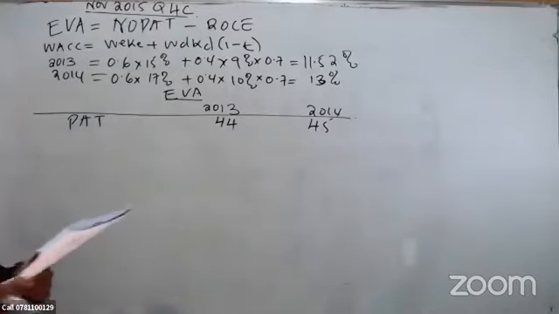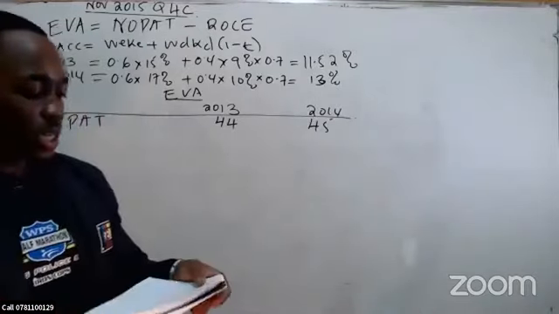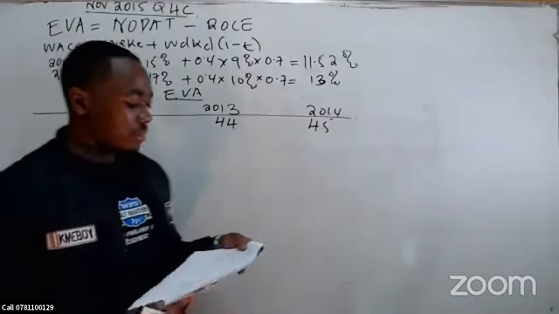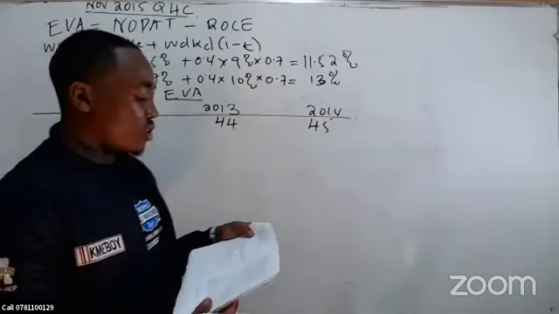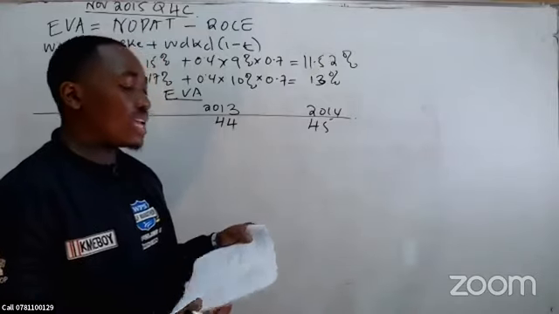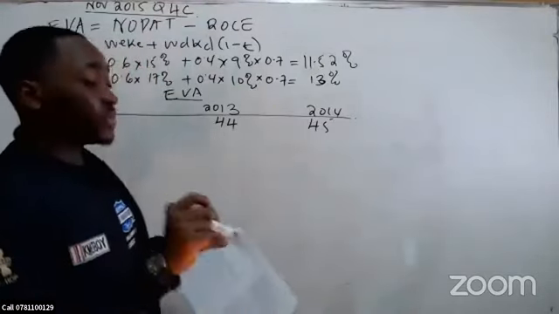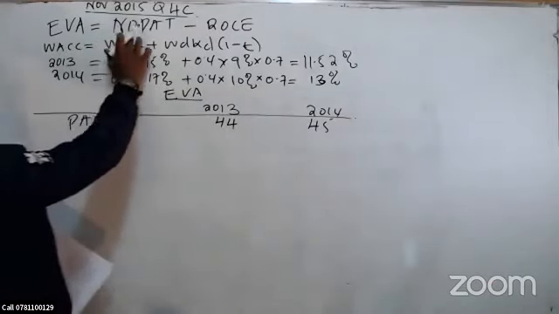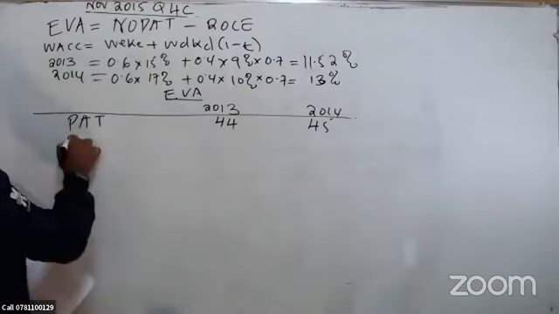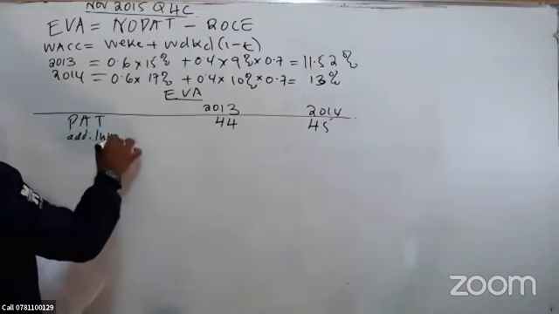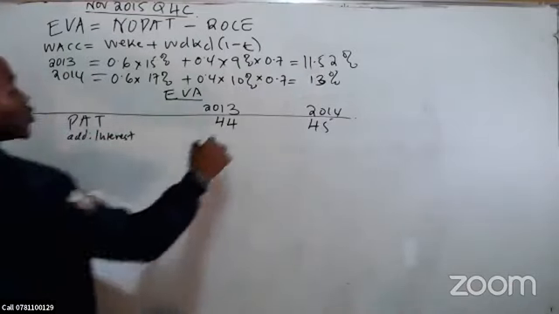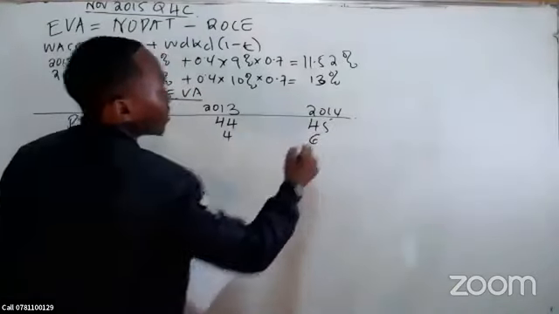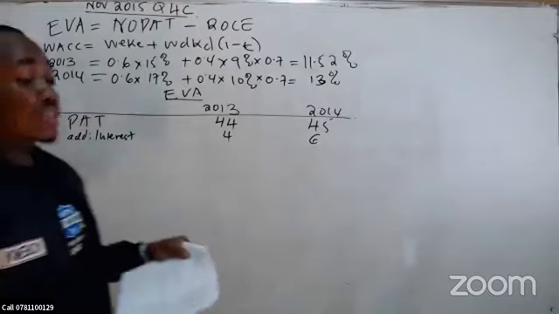Then let's go back to note number 10. Interest expense was 4 million in year 2013 and 6 million in 2014. You see, the interest expense is not an operating expense. So that means you add back, because you are getting the net operating profit after tax. So you add the interest. In this case, it was 4, and the other one was 6.